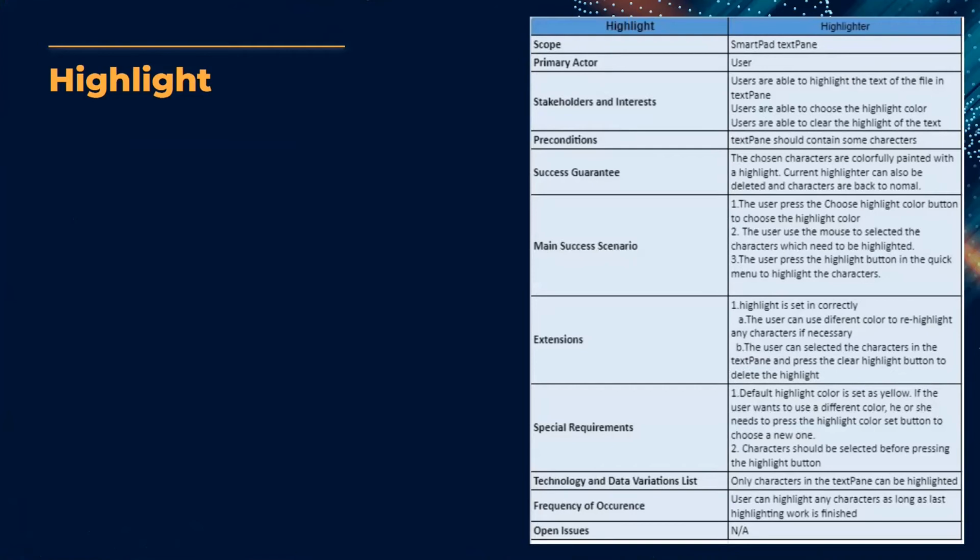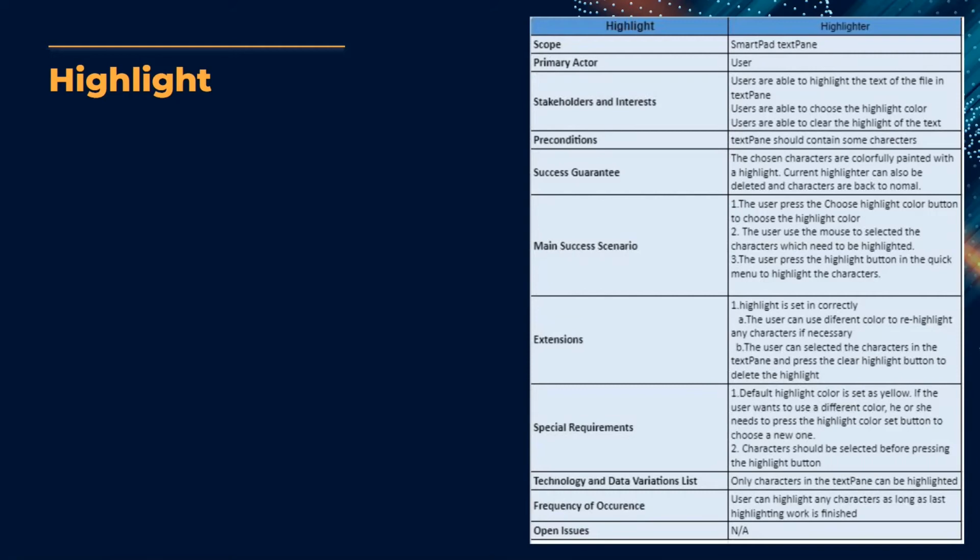Thank you. Let me introduce the highlight function. The scope is also the text pane, and the primary actor is the user. The interest is that users are able to highlight the text of a file in the text pane. The users are able to choose the highlight colors, and users are able to clear the highlight if necessary.